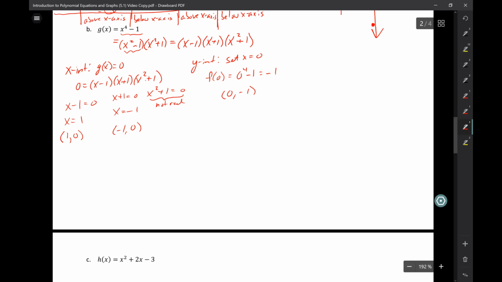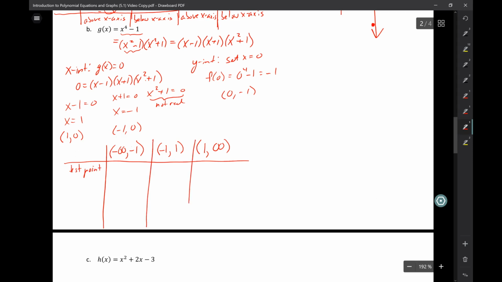Now we choose intervals. We always start at negative infinity and work our way up. The very first x-intercept we come across is negative 1. So we go from negative infinity to negative 1, negative 1 to the next x-intercept of 1, then from 1 all the way up to infinity because we ran out of x-intercepts. We then choose a test point between each one. The easiest point between negative 1 and negative infinity is negative 2. We have 0 here and we have 2 here.